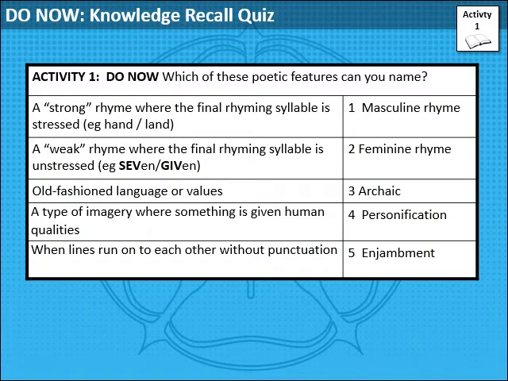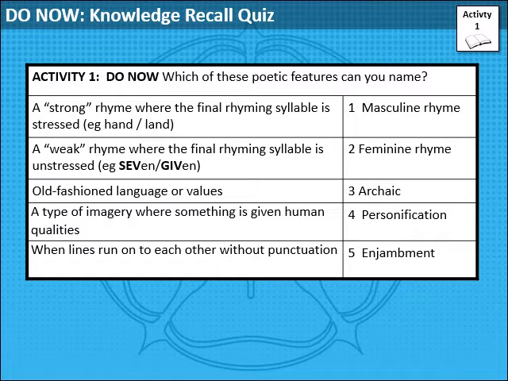A strong rhyme, where the final rhyming syllable is stressed, like hand and land, is masculine rhyme. A weak rhyme, where the final rhyming syllable is unstressed, like seven and given, is called feminine rhyme. So look carefully at the last word in the line, and if the final syllable doesn't have a beat or a stress on it, then it's feminine, and if it does, then it's masculine.